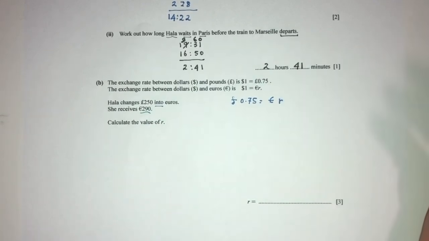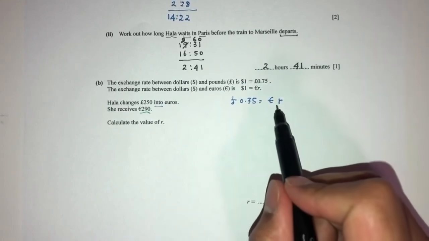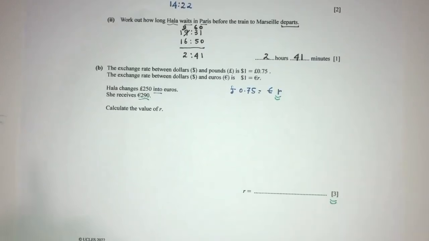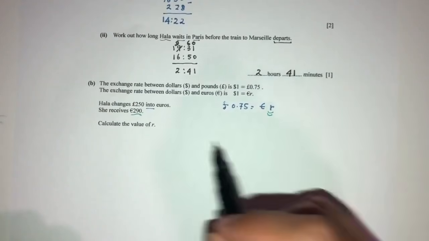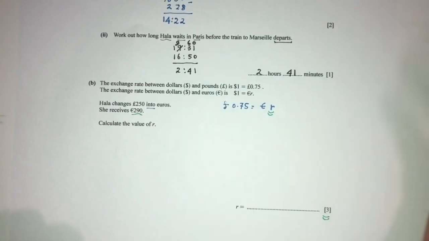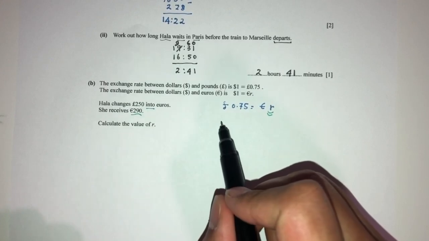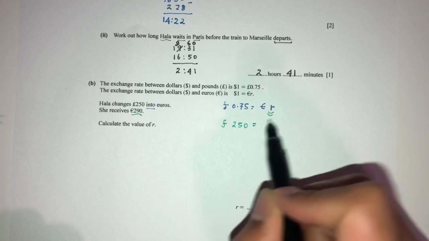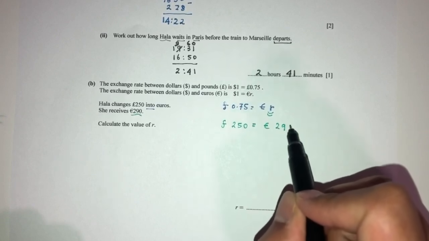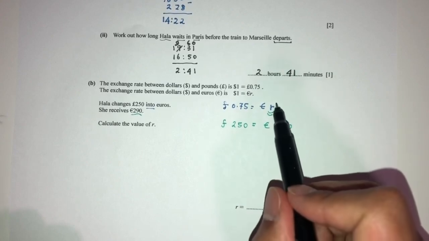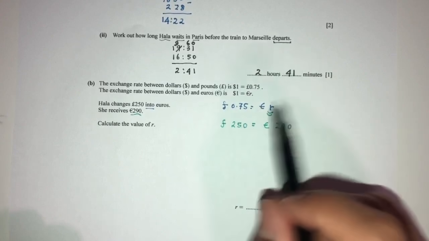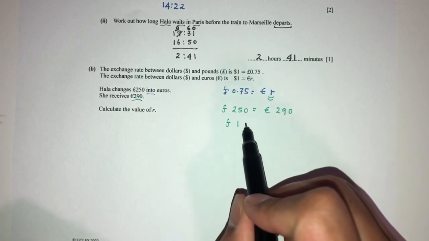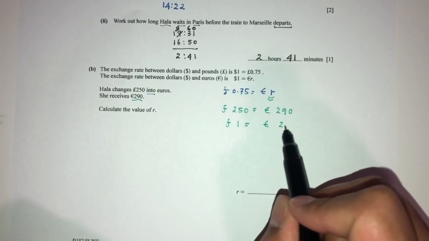So basically, how can we find the value of R? This is obviously 3 marks, right? So let's use our brain. All right. So again, we can use calculator here, no big deal. We change that much, 250. We get 290, right? So we're trying to find R. R is 1 pound is 0.75. So let's go one by one. Let's first find what is 1 pound. 1 pound will be 290 euro divided by 250.